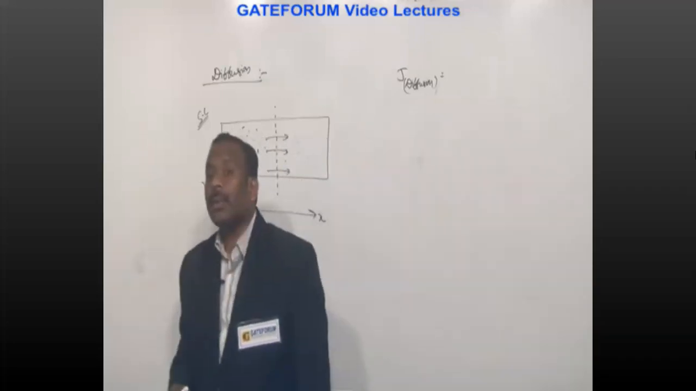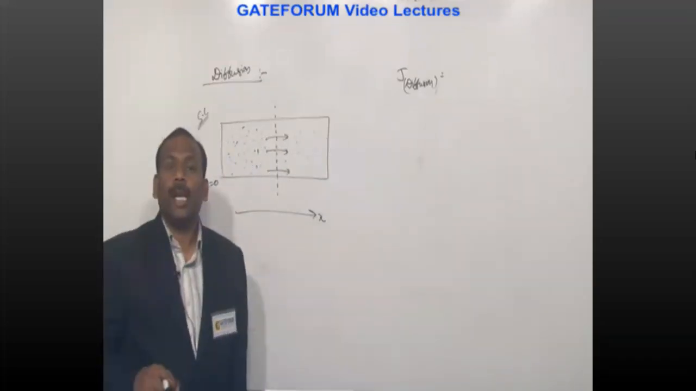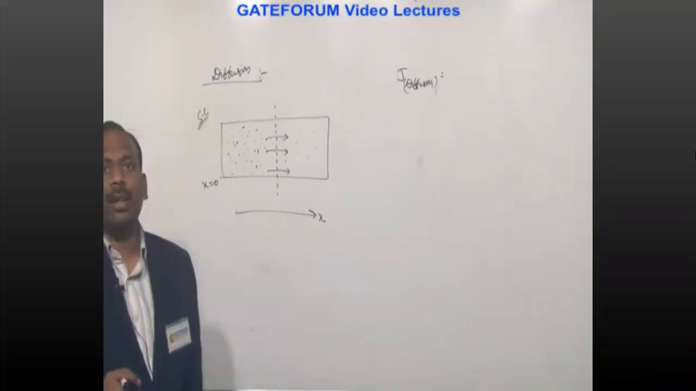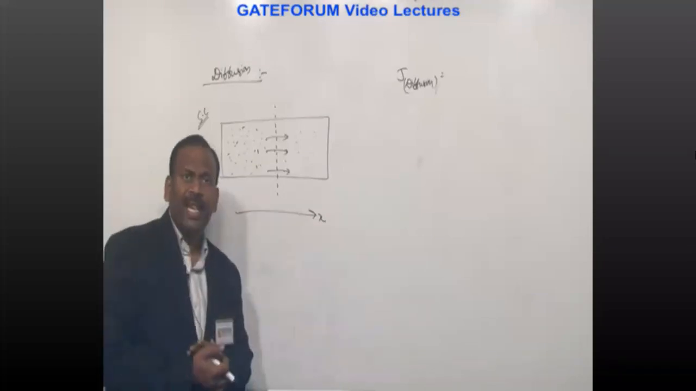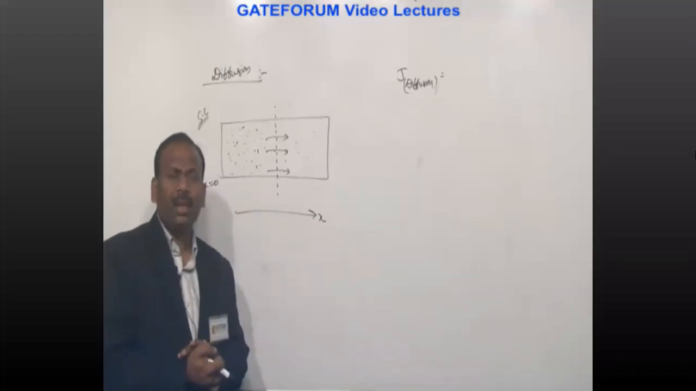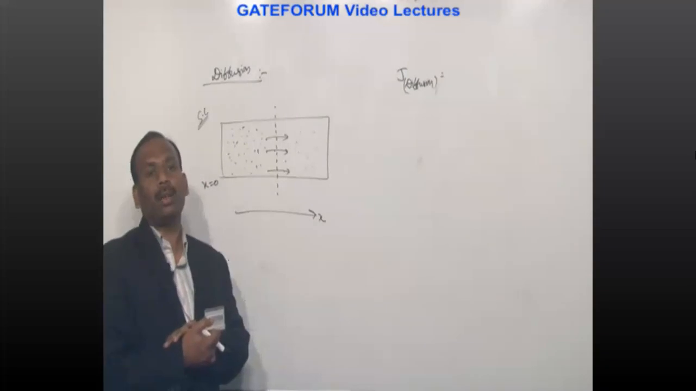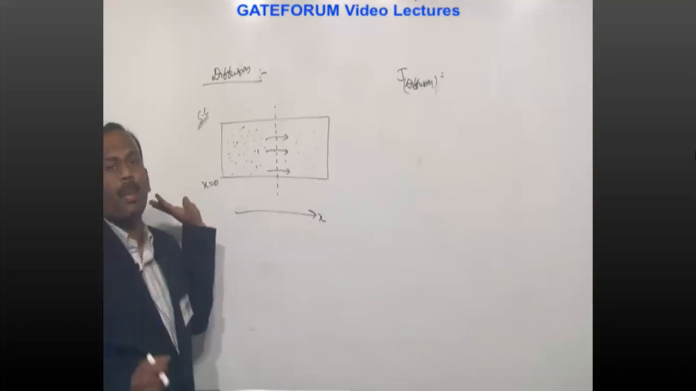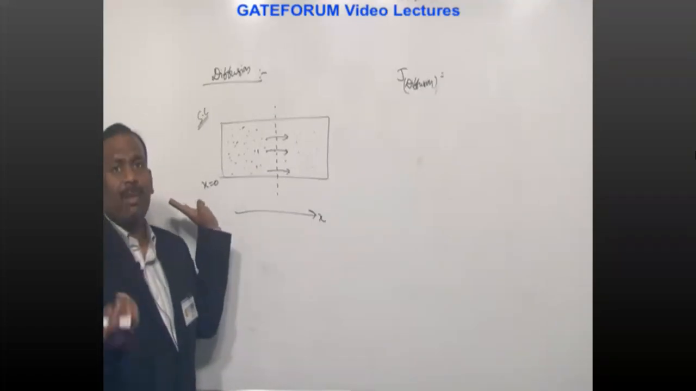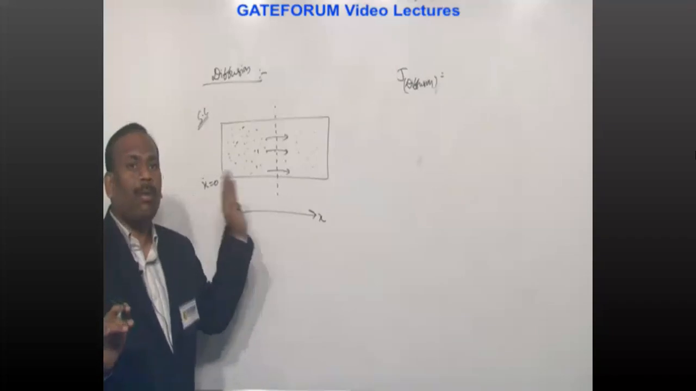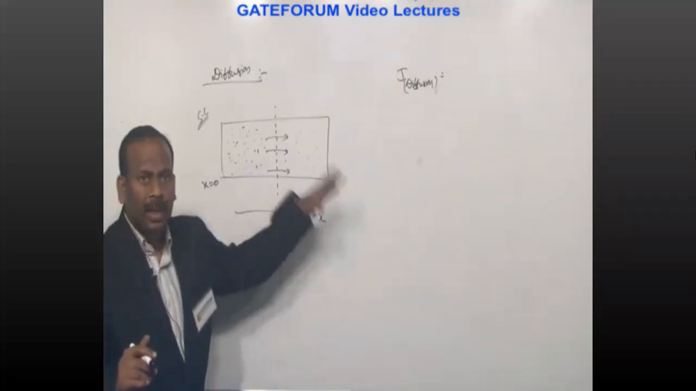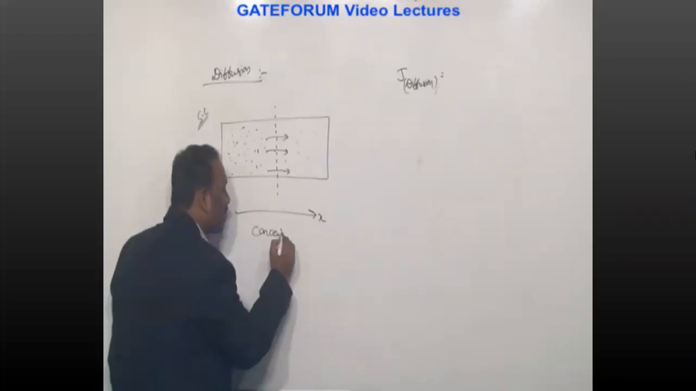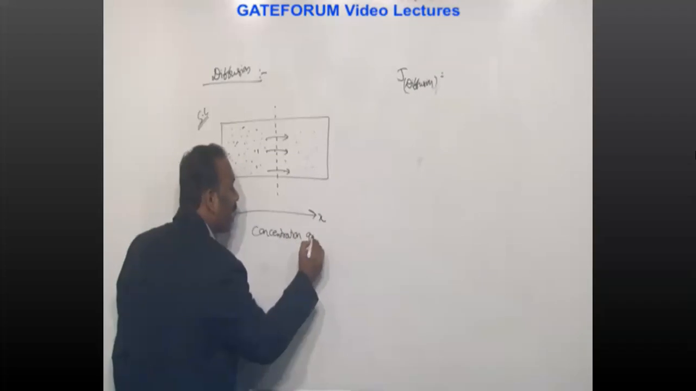Now for diffusion to occur, what is the minimum requirement? For drift to take place, drift current has to exist, and compulsorily an external electric field is required. For diffusion to take place, is any external field required? No external field is required. What is the requirement? Simple. One side more charge carriers, other side fewer charge carriers. Charge carriers in the sense either electrons or holes. One side we have more holes or electrons, the other side fewer holes or electrons. That is called concentration gradient.